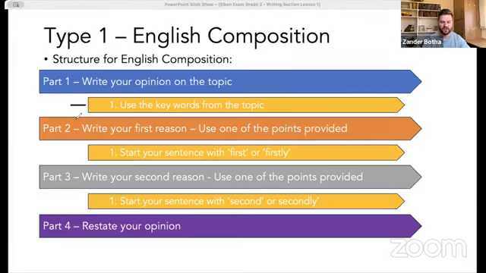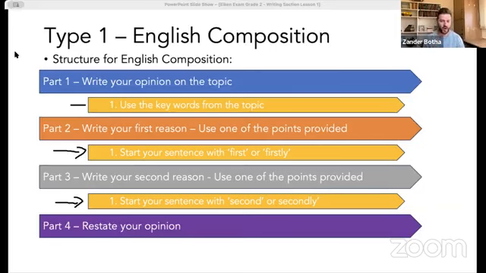Part 2, write your first reason, use one of the points provided, and start your sentence with first or firstly. Part 3, write your second reason, use one of the points provided, and start your sentence with second or secondly. And then finally, part 4, restate your opinion, start your sentence with therefore or for these reasons. All right, and that's it, everyone.